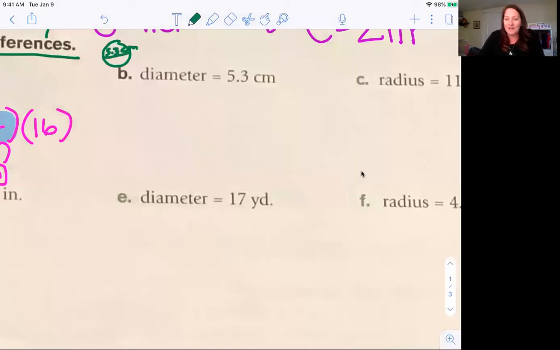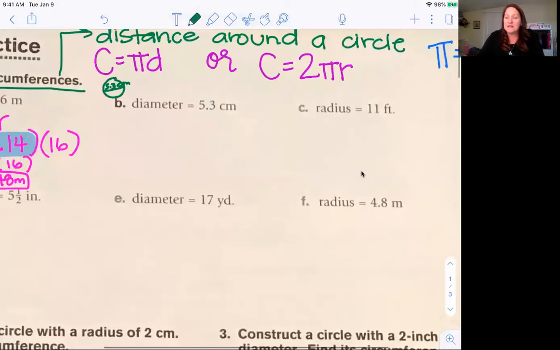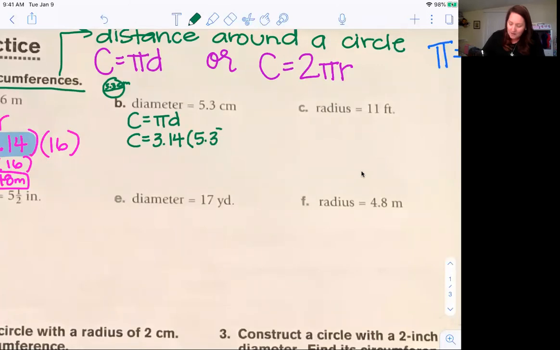Now, what formula am I going to use? C equals pi d or C equals 2 pi r. Because I have diameter, I'm going to use the formula C equals pi d. C equals pi times diameter. C equals 3.14 times 5.3. Now remember, when you work these out, you don't have to round.